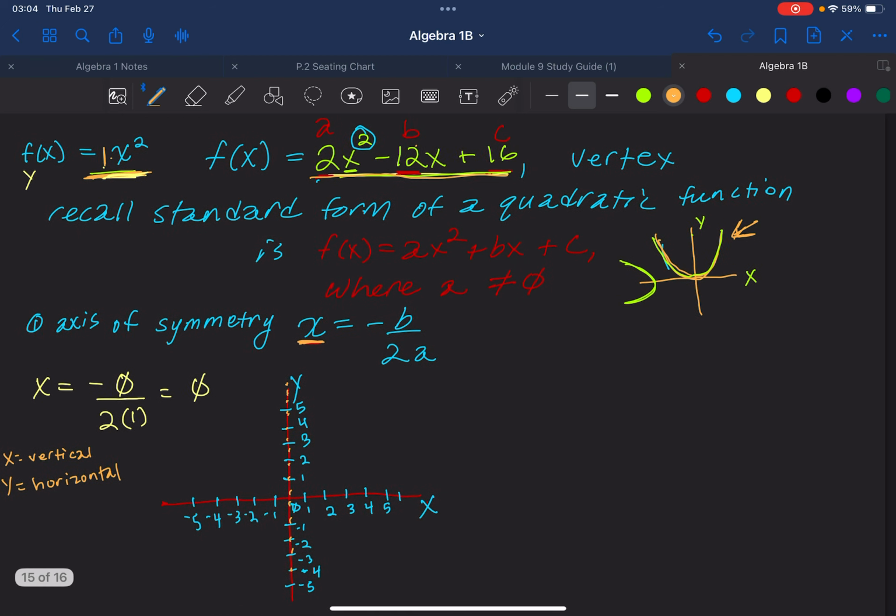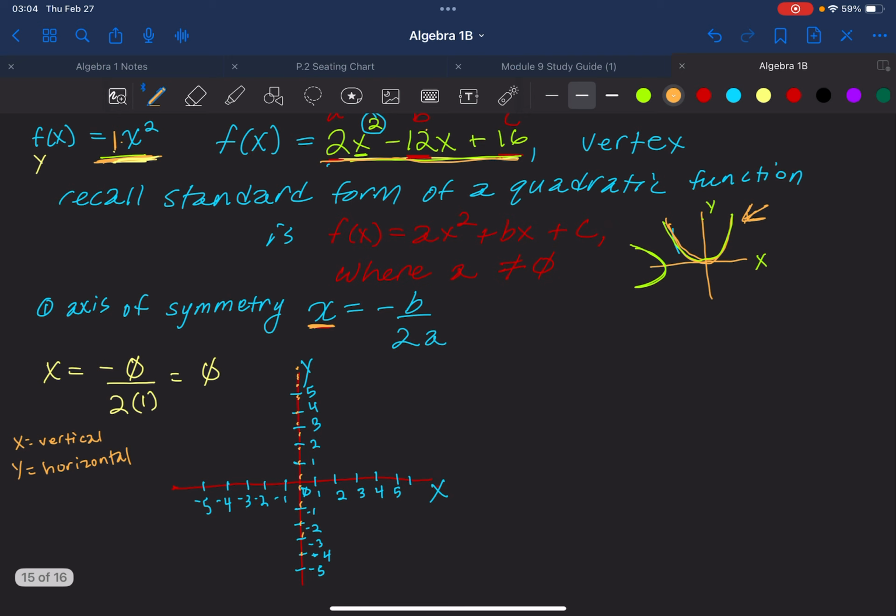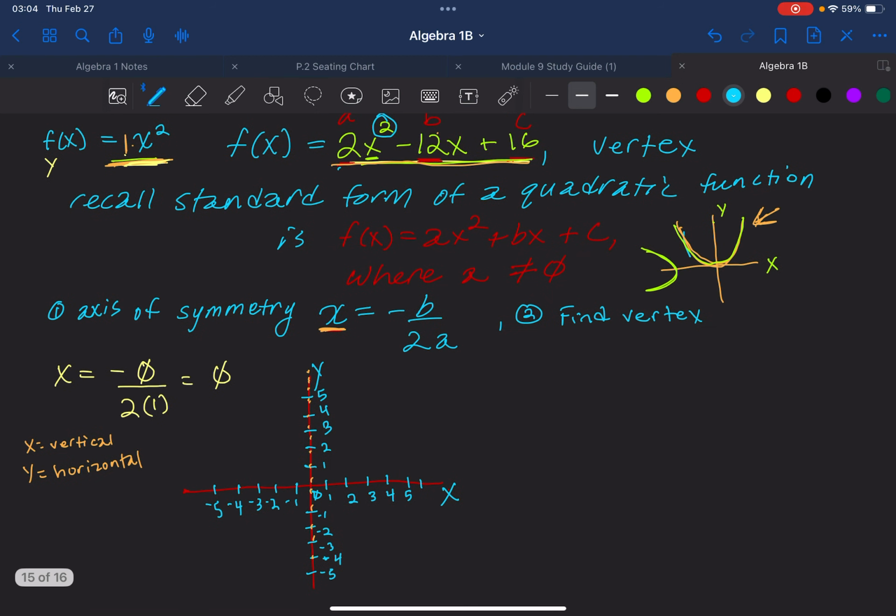Now we're going to go to step 2. Step 2 says find the vertex of our quadratic function. So I'll put over here step 2, find vertex. All right. Remember, your vertex has 2 coordinates, okay? It has the x coordinate and the y coordinate. We already found the x coordinate. We just found it right here. X equals 0, right?